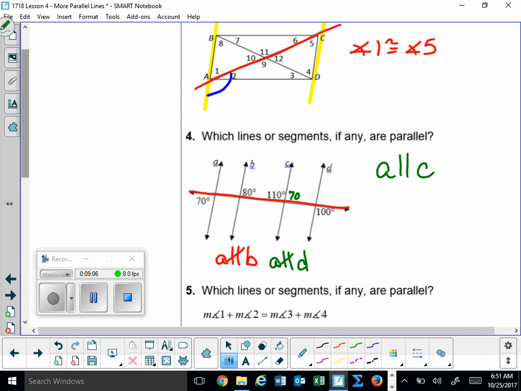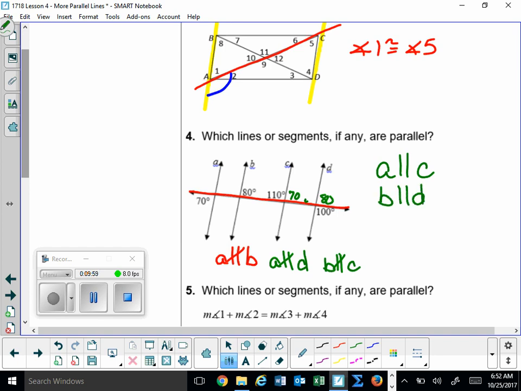But wait, you have not checked all the lines. Now let's look at B and C. B and C, 80 and 110, those are consecutive interior. They would have to be supplementary, but these two add up to 190. So B is not parallel to C. What about D? 80 and 100, they don't have a direct relationship. But if I use corresponding angles to fill in 80 degrees here, whoops, that wasn't corresponding. I put that on the wrong side. This would be corresponding. 80 and 100 would have to be a linear pair. Those do add up to 180, so B is parallel to D.